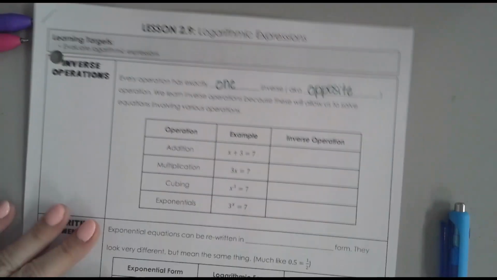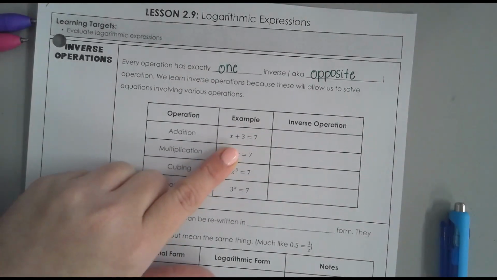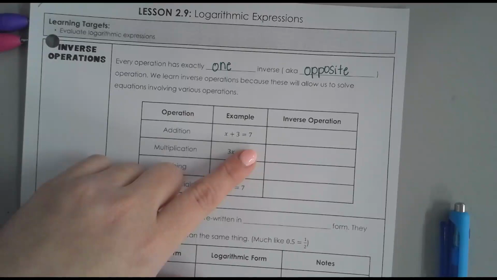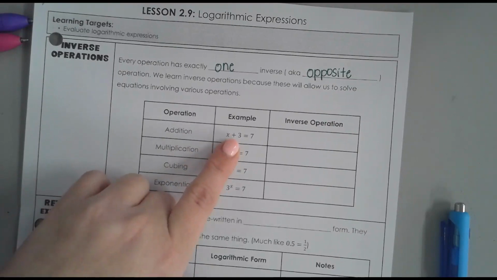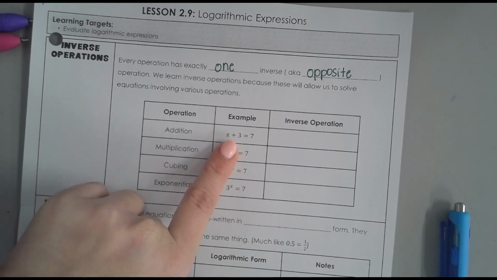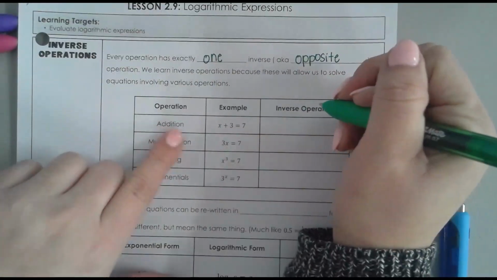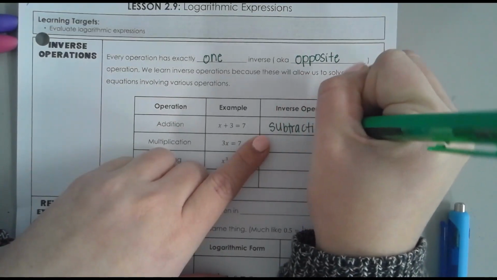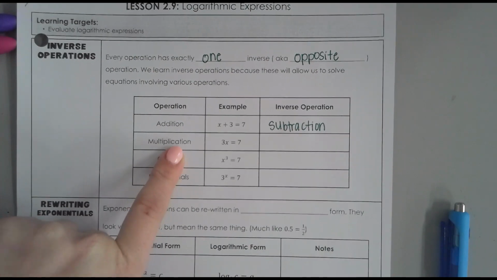If you have a problem like x plus 3, you do the opposite and you subtract 3. Those are inverses of each other. They're opposites. And so let's say we have an addition problem. What operation would you do to solve this problem? If you were solving for x, you would subtract. So the opposite or the inverse of addition is subtraction. Minus 3, you would do the opposite and add.